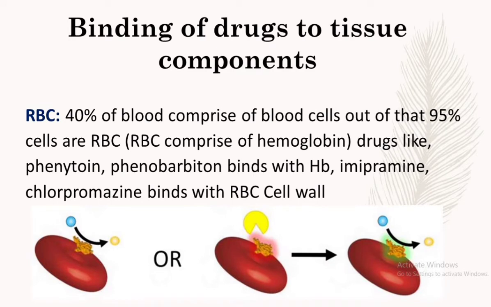Same as plasma protein, RBC also binds several drugs such as imipramine and chlorpromazine on their cell wall, whereas drugs like phenytoin and phenobarbital bind to the protein present in RBC, that is hemoglobin. All those drugs which bind with protein as well as blood form a weak bond between the drug and plasma proteins, which gets dissociated when there is a fall in drug concentration in blood plasma.